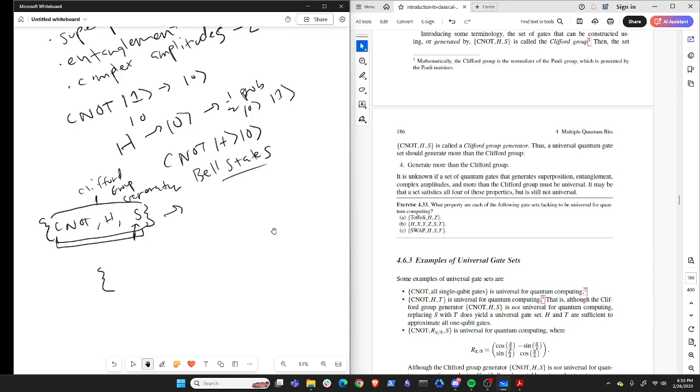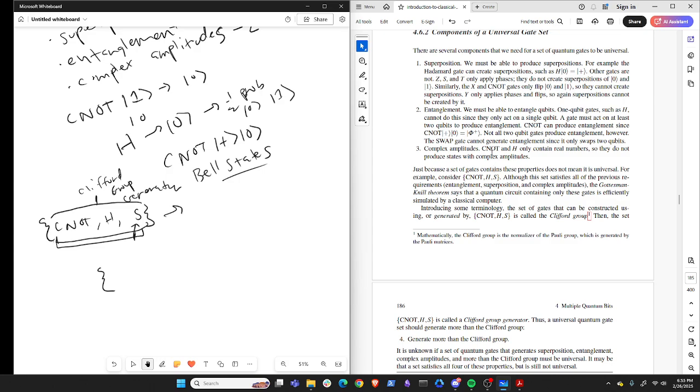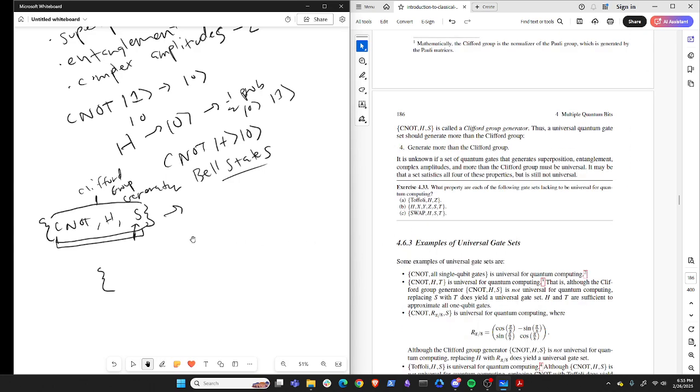So the problem with that is that neither of those can create superpositions. Fairly certain. I think I wrote this down. Hang on. 4.33. Oh, wait, sorry, yeah. The Toffoli gate can cause entanglement because it operates on multiple qubits.